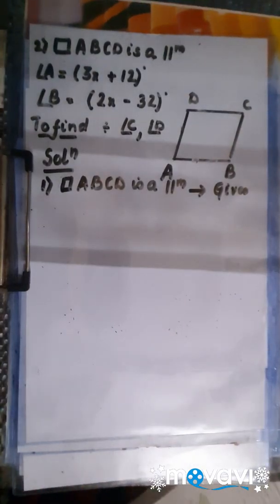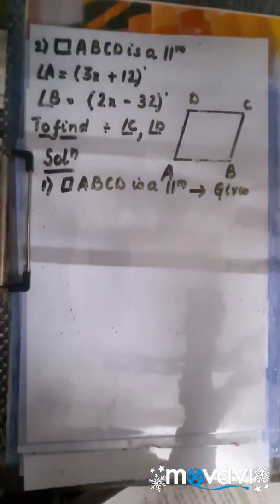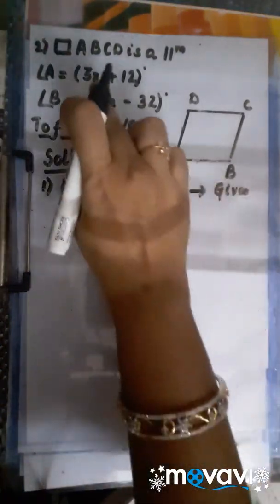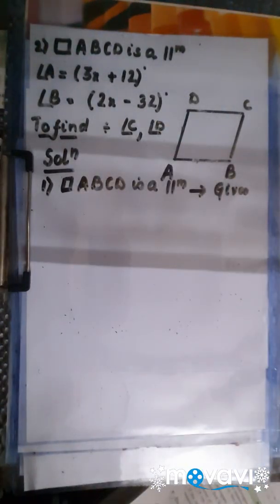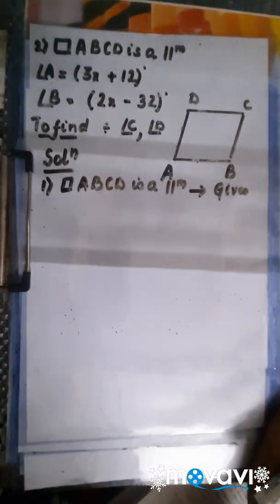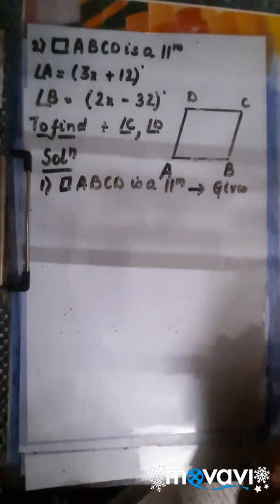Okay, quadrilateral ABCD is a parallelogram, and angle A is equal to 3x plus 12, angle B is equal to 2x minus 32. Find angles C and D. Now what we say first is that quadrilateral ABCD is a parallelogram. This is given to us.